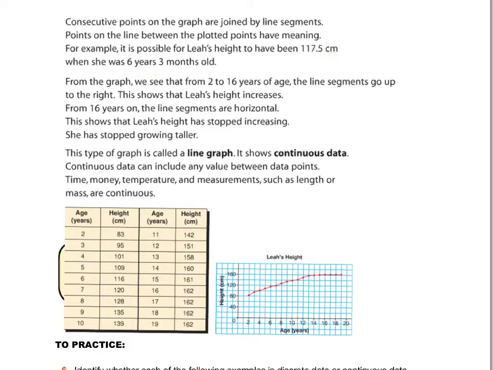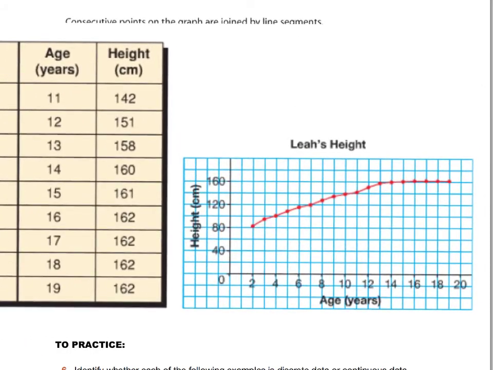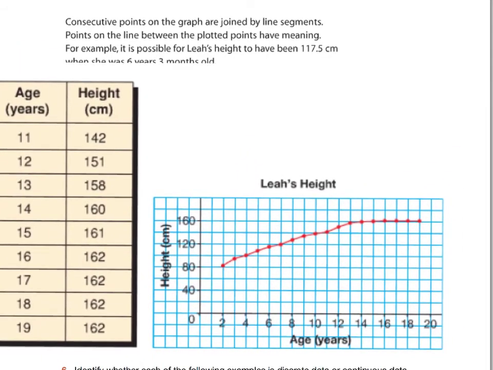Let's take a look at this graph. I'll just enlarge it here so you can see. At 6 years and 3 months, well, it's a little bit after 6. So yeah, we can see on that line, it's still continuing to rise. And when we grow as people or plants or whatever, we don't jump from one height to the next. We are constantly growing. So we can have decimal points in there. When we can have decimal points, when we can have half of something, then that data is continuous.